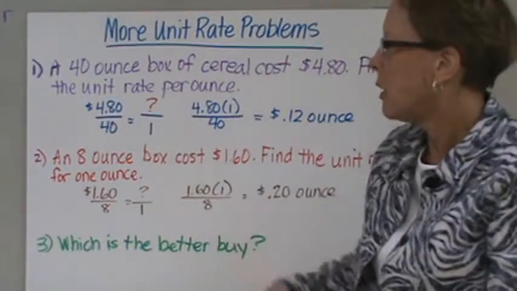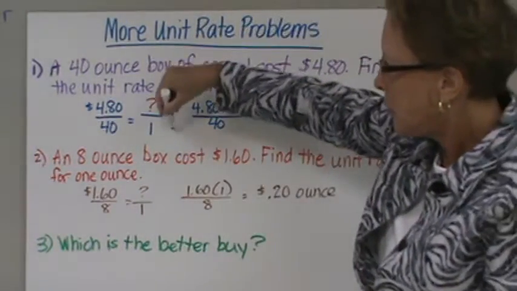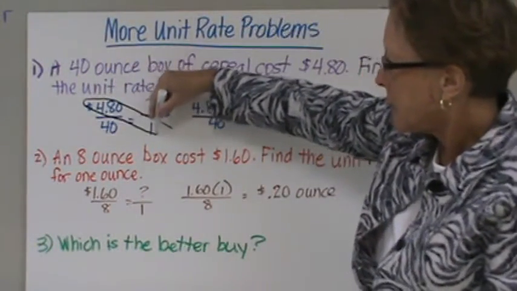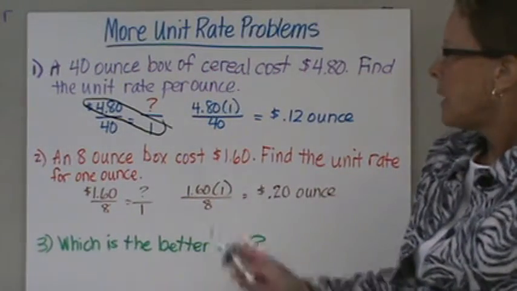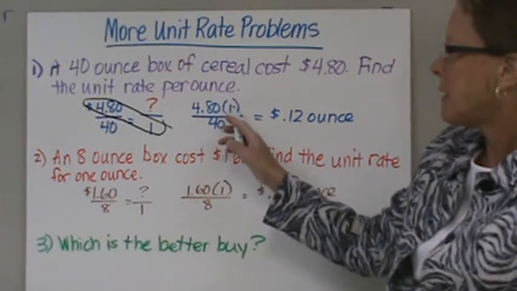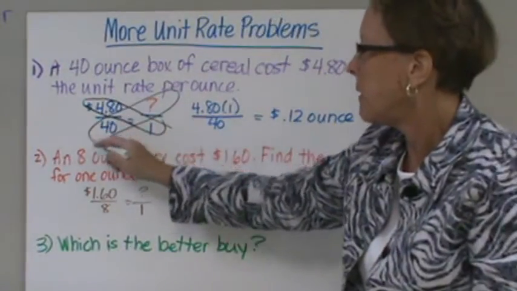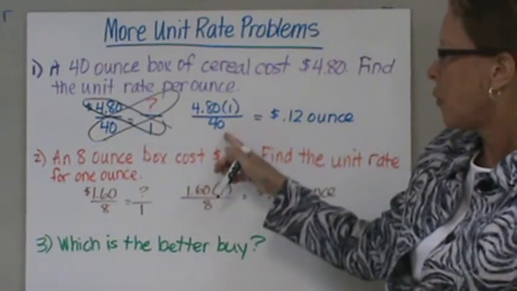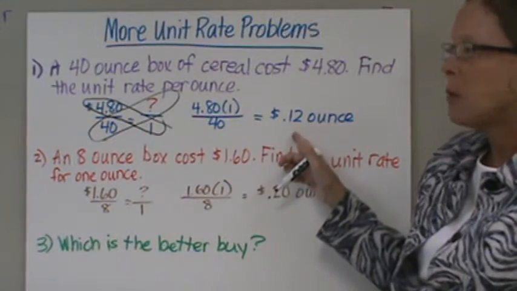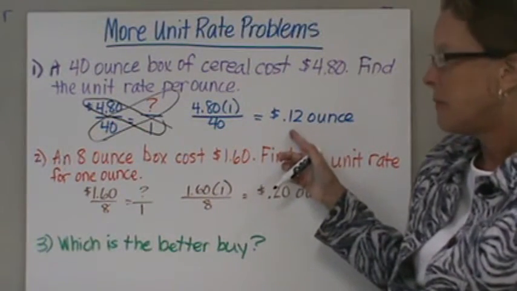Again, we're going to cross multiply the two items that we know, and we end up with $4.80 times 1, and we're going to divide by the item that is with the unknown, 40. By doing our division, we get it's 12 cents an ounce.